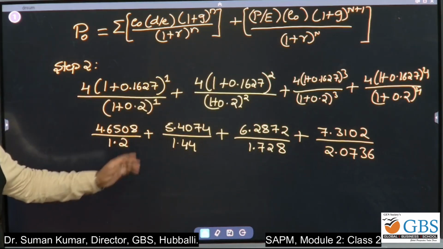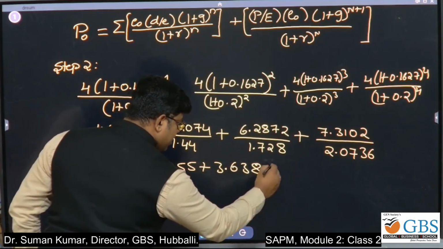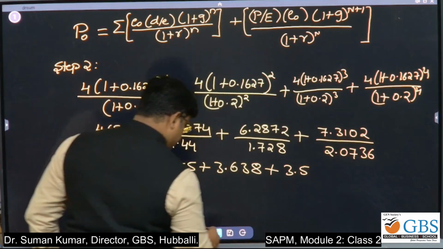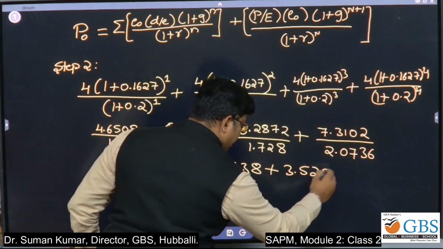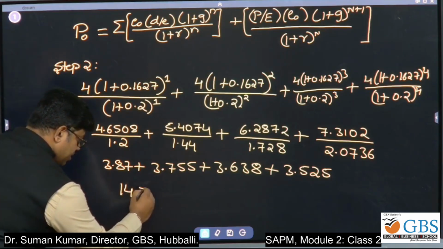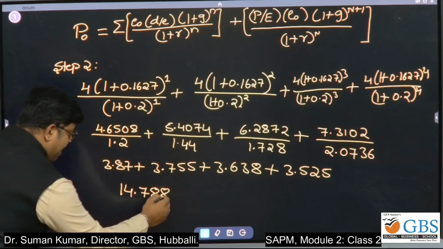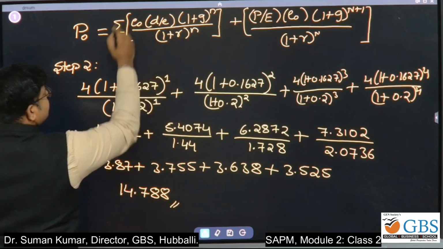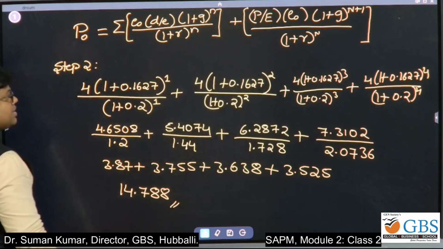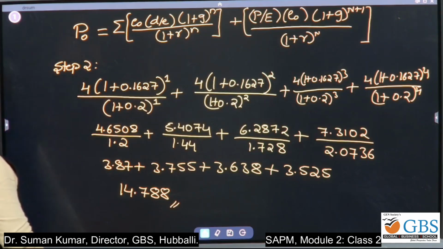The values are 4.387 plus 3.638, 3.5525. Now add. 14.788. This is the value of this part, and now we need to go with the last but one, step 3.